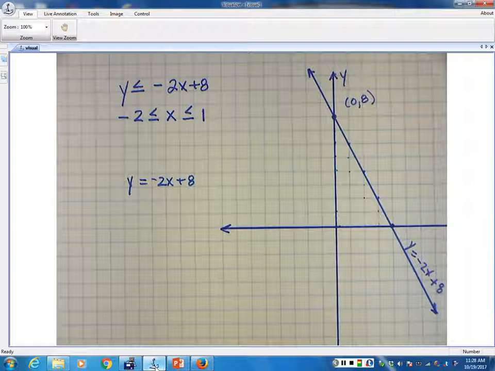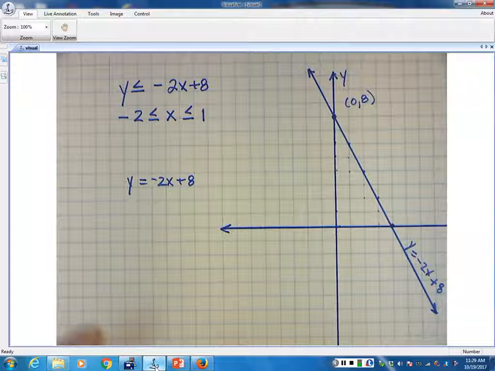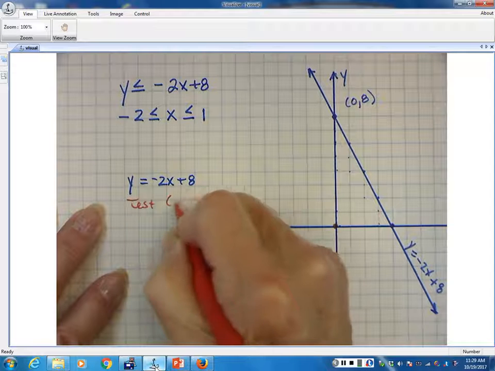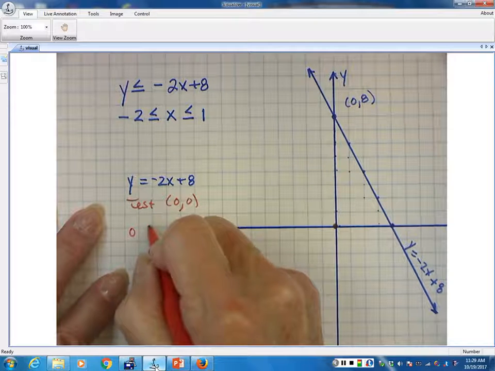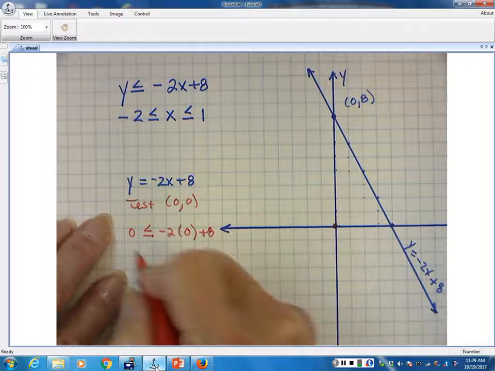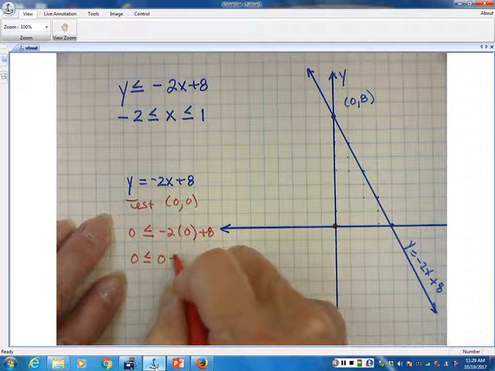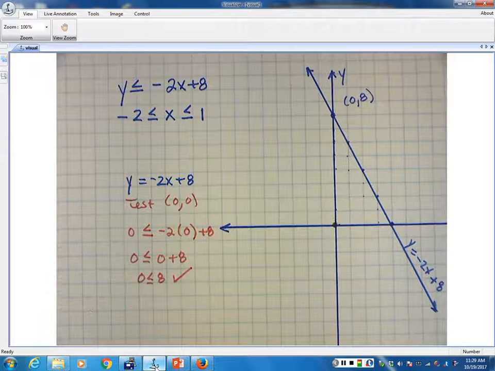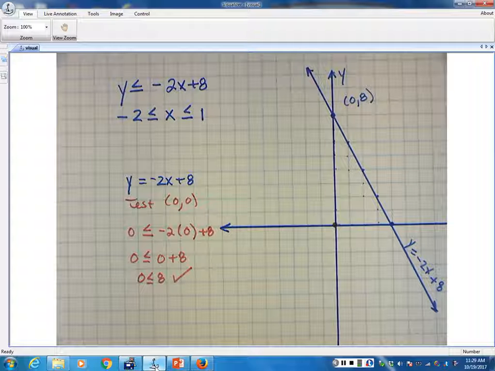And then I need to test a point. Our favorite point to test is always 0, 0, if we can use it. So 0 is equal to or less than negative 2 times 0 plus 8. 0 is equal to or less than 0 plus 8. 0 is equal to or less than 8 is true. And that tells me that I want to shade toward 0, 0. On the test, do we have to do a testing point for every line? Yes, you're going to have to do a test point.